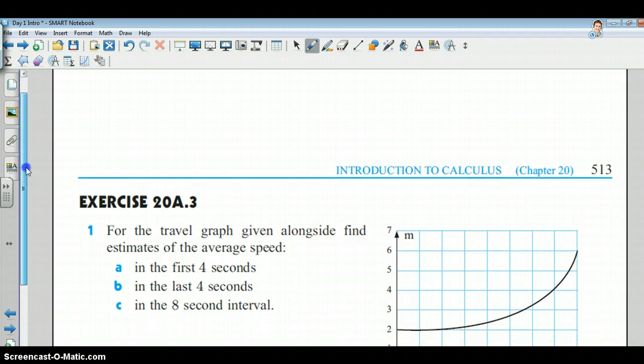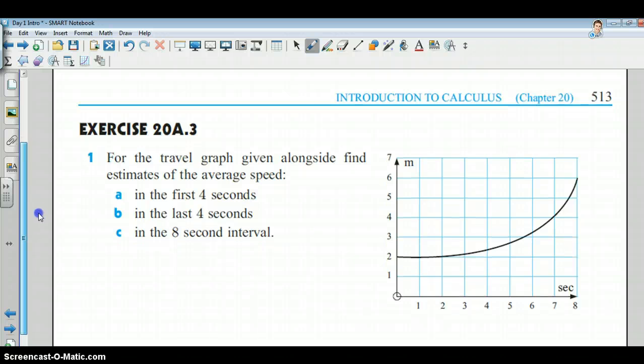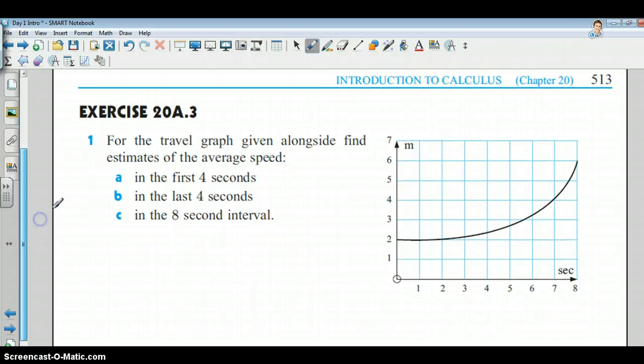Starting to move a little bit away from algebra and into calculus. I'm going to give you guys an example from our textbook. And this is going to start to open our eyes to why we even need to consider this in the first place. Here we have a motion, and our meters are on the y-axis, seconds, again time is on the x-axis. We're asked to find an average speed. Okay, remember average speed is our distance over time.